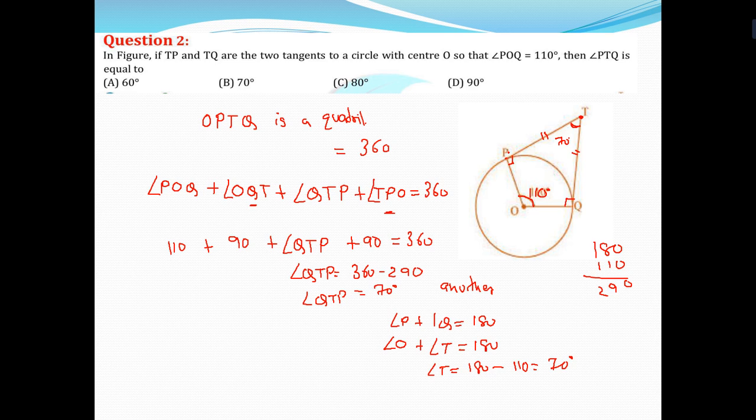PTQ, so here it is 70. So both different ways we can solve this, either by applying quadrilateral and theorem 10.1 criteria. The angles, here it is 90, here it is 90. That is given in the question. So we can easily find out QTP, that is 70 degree.